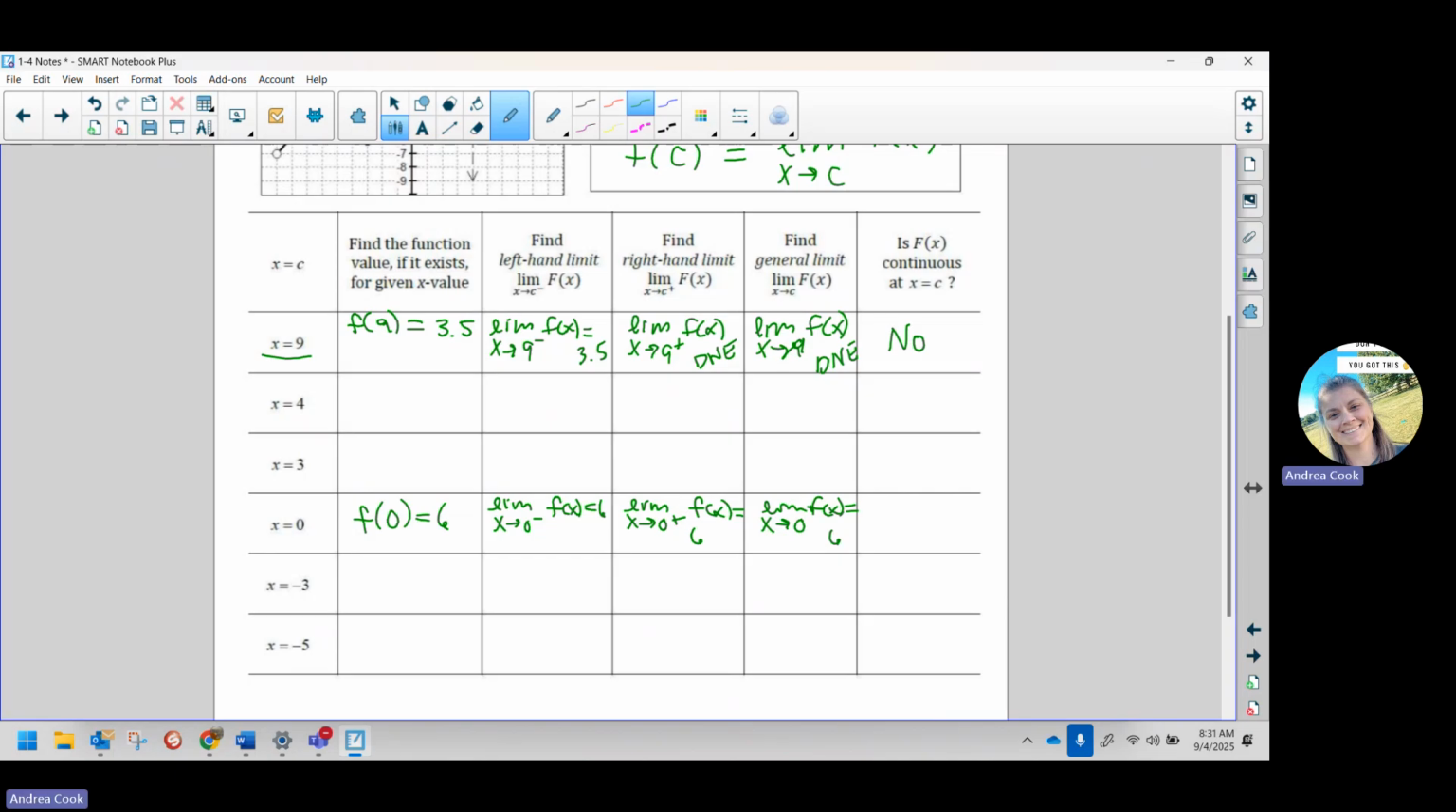Is it continuous? Yes. We found the value of the function. f of 0 is defined, the limit exists, and those two values are equal. So the answer is yes, because f of 0 is equal to the limit as x approaches 0.